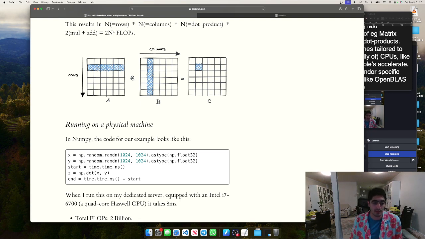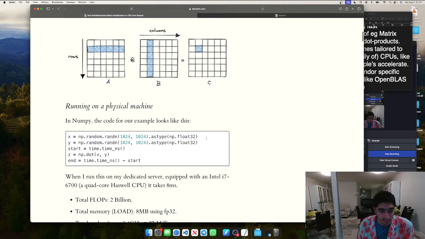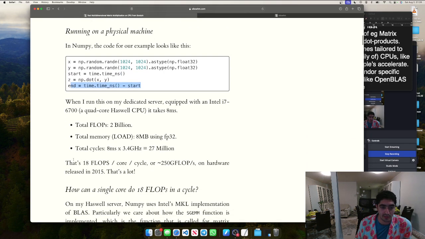Okay, so in NumPy the code for example looks like this. Make 2 to the 10. I don't know why 2 to the 10 is easier than saying 1024. By 1024 matrix, time it, get the dot product, and put it in Z, and then time it. When I run this on my dedicated server equipped with an Intel i7 6700, a quad-core Haswell CPU, it takes 8 milliseconds. Total flops 2 billion.